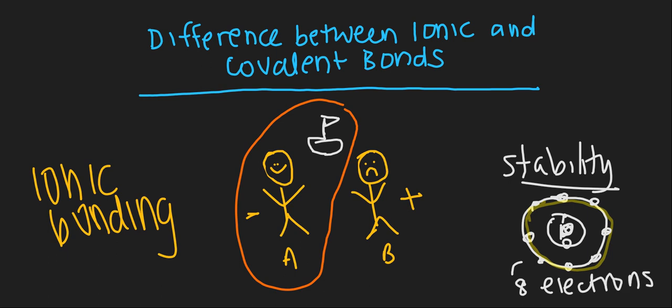The atoms want to have their valence shell be full of electrons. So for example, let's say A has 7 electrons and B has 9 electrons. If A steals an electron from B, then that makes 8 and 8, so they're both happy.